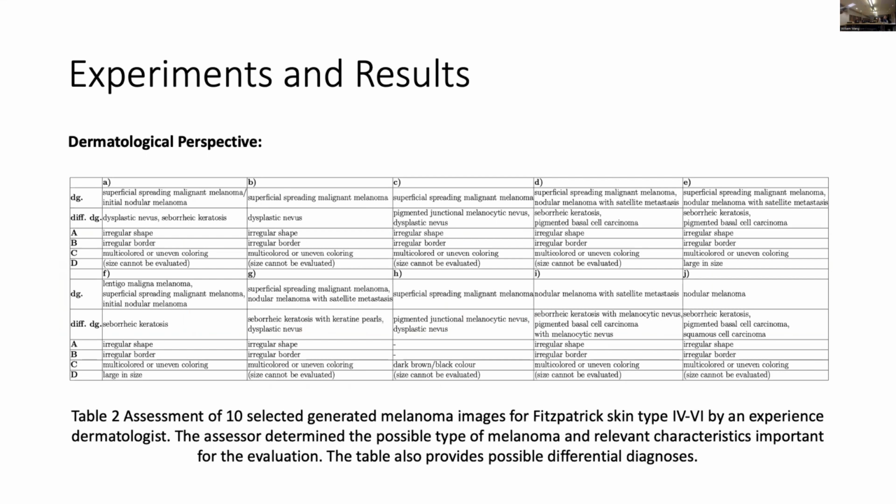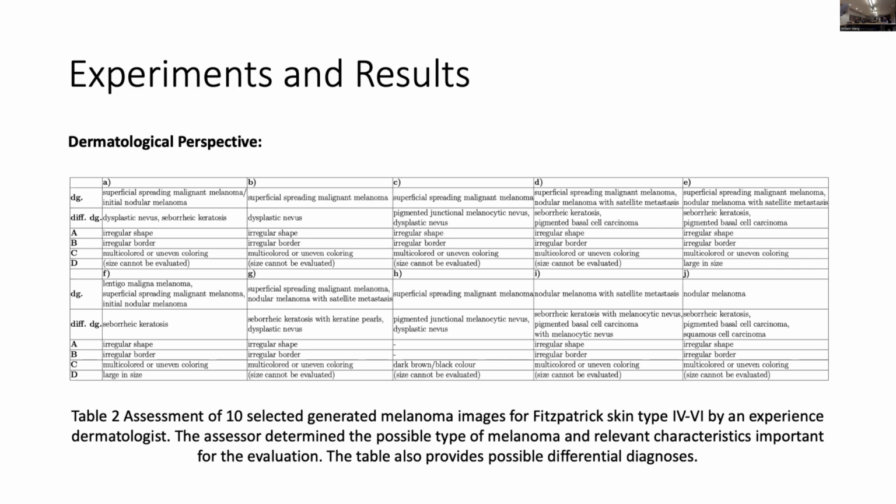For our experiment, for each of the 10 generated melanoma images for patients with Fitzpatrick skin types 4 to 6, the possible type of melanoma and the characteristics indicative of it, with, of course, the exception of rule D, diameter, which was difficult to determine from a single image, were assessed by experienced dermatologists with more than 10 years of practice. This table shows a list of possible differential diagnoses that may be benign as well as malignant. As part of the assessment, the examiner was only provided with the visual data shown in the previous images.